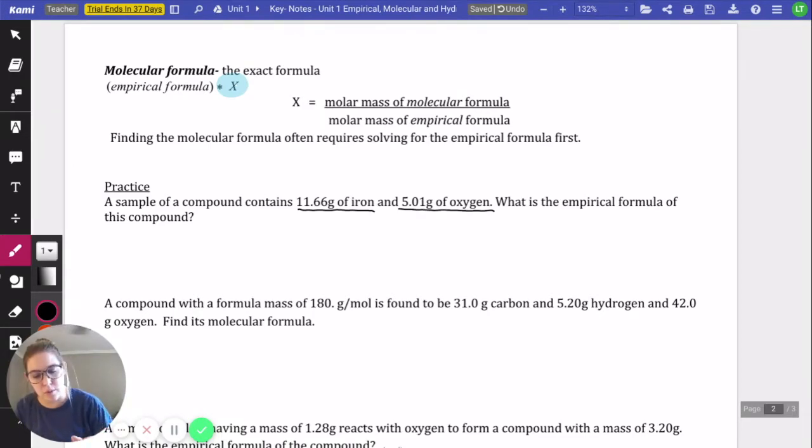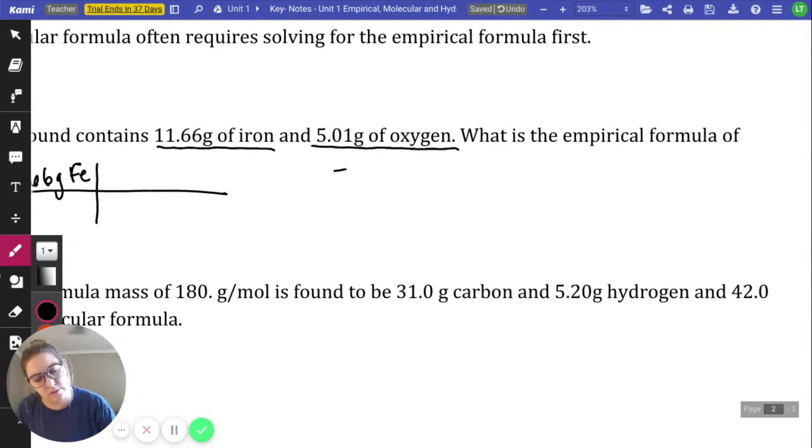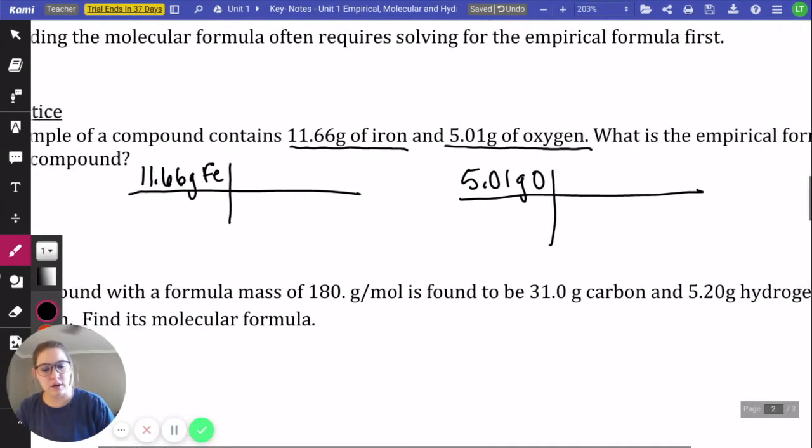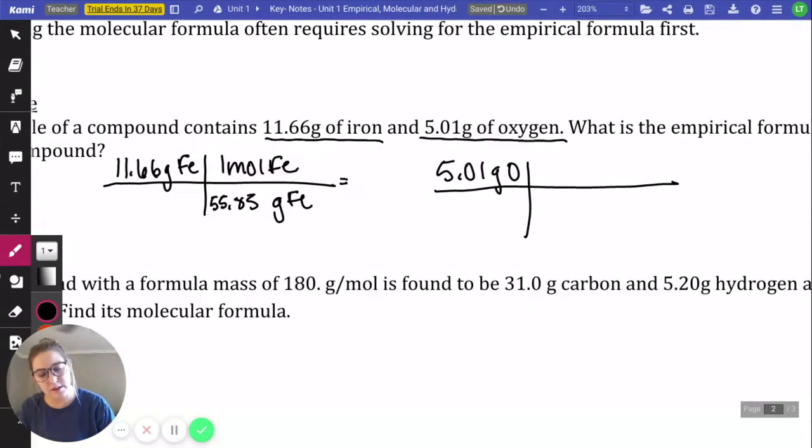Next, grams to moles. So I have 11.66 grams of iron, and I'm going to set up my railroad track and I'll fill it out in a second, and 5.01 grams of oxygen. All right, so grams to moles. I don't want grams, so drop it low. And to get to moles, I'm going to use my molar mass. So the molar mass of iron is 55.85 grams of iron is 1 mole of iron.